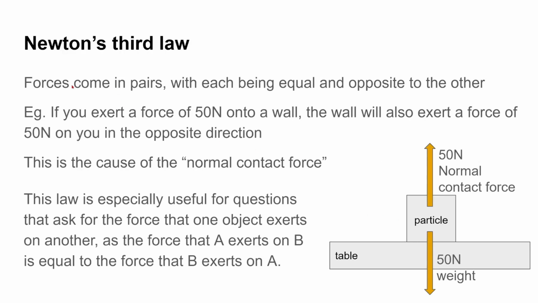Newton's third law. Forces go in pairs, with each being equal and opposite to each other. Example, if you exert a force of 50 newtons onto a wall, the wall will push back at a force of 50 newtons on you, which is the cause of a normal contact force. This law is especially useful for questions that ask to find the force that one object exerts on another object, as the force that A exerts on B will always be equal to the force that B exerts on A, and sometimes this is easier to calculate.